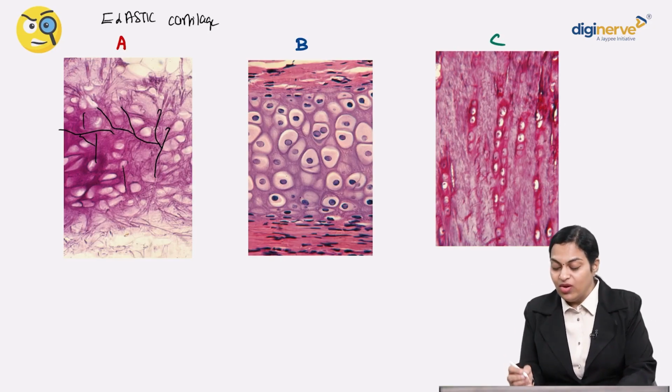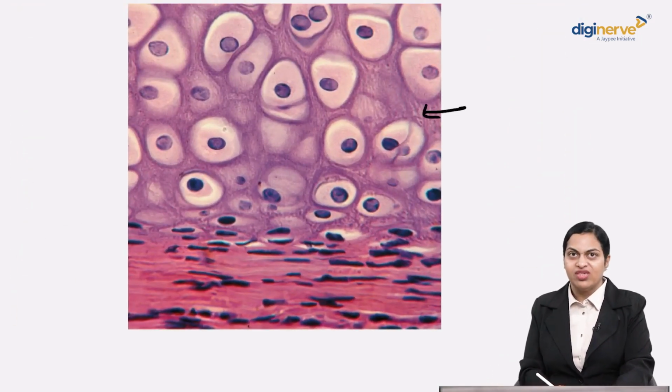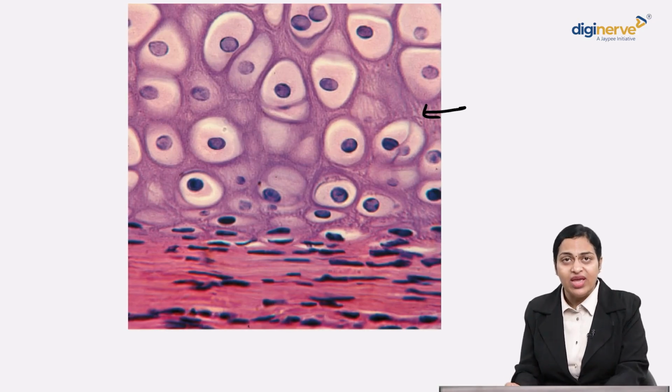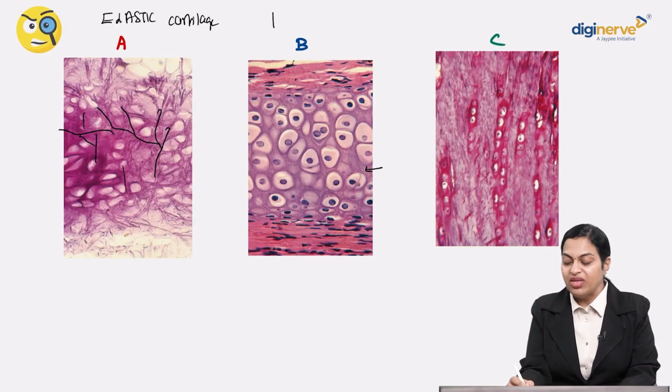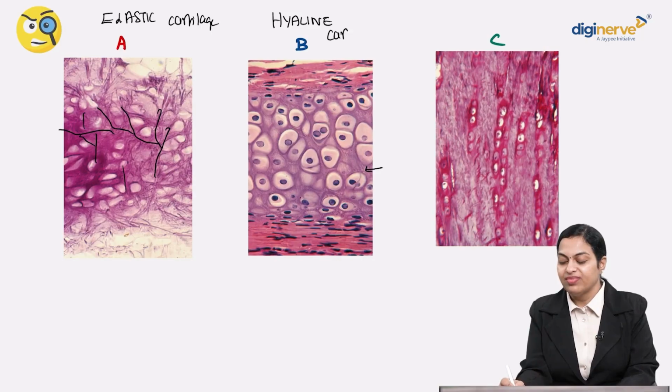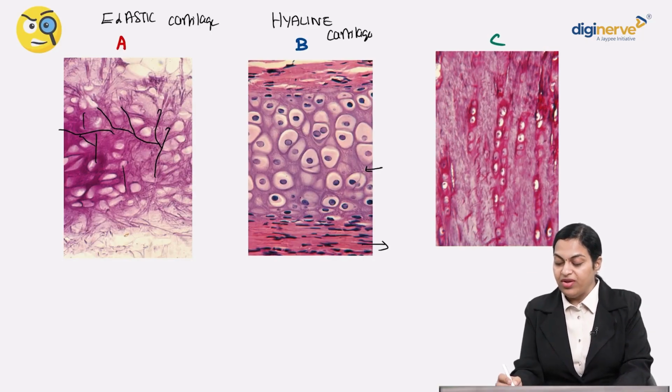And B here, what do you appreciate of the matrix? It is basophilic, bluish, and homogeneous. You don't get to see any collagen fibers there, right? This is going to be the hyaline cartilage. Right? You can see the perichondrium here, right? The perichondrium.